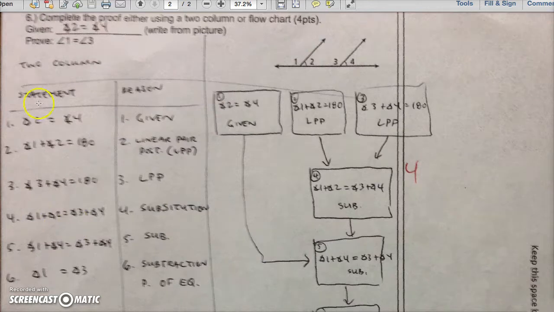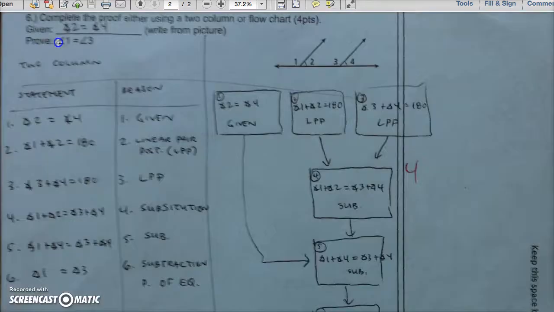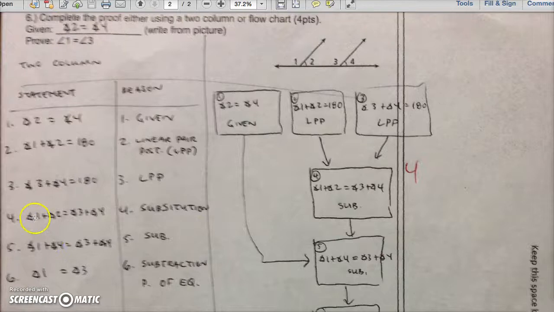Well, notice I'm trying to get 1 is equal to 3 up here. So in order to do that, this is the same, this is the same, this is the same, and here's my substitution. Every time I see 2, I'm writing 4. And the reason why I do that is now I can subtract angle 4 from both sides using the subtraction property of equality, and I get 1 is equal to 3.